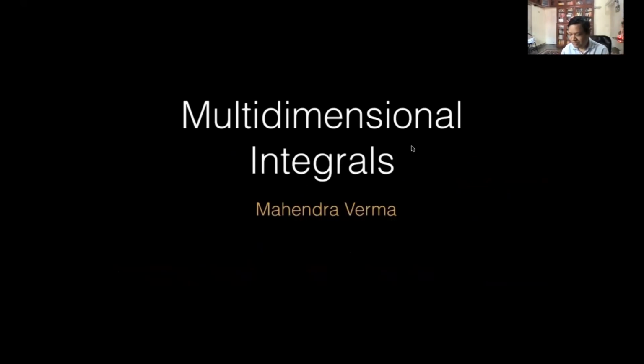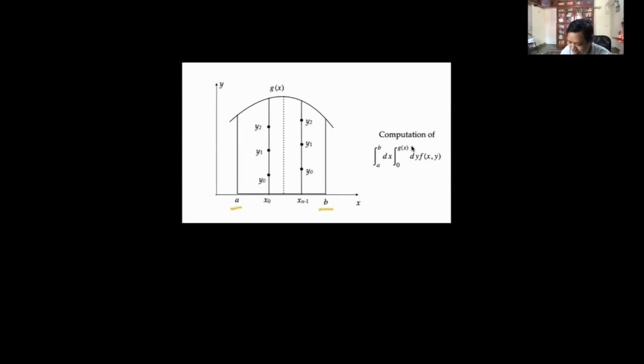To multi-dimensional integrals. So, the 2D integral. We have the domain, where x goes from a to b, and for a given x, y is also a function. This is my domain, and I want to do this integral: f(x,y), my integrand function, where x goes from a to b, but y goes from 0 to g(x). So this is my y integral.